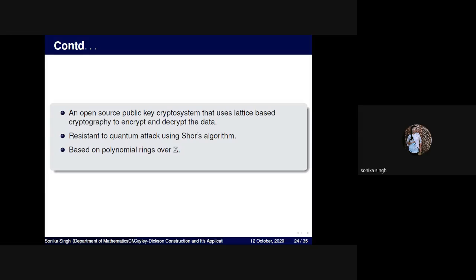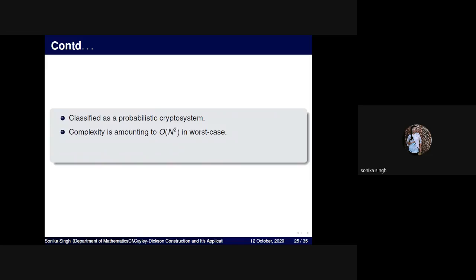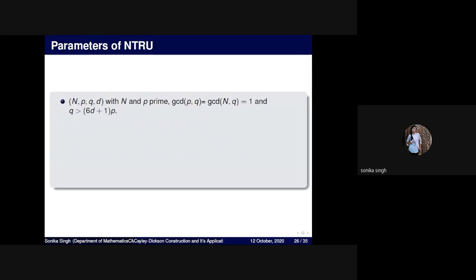It uses polynomial rings having integer coefficients. And again, as we already discussed, the hardness of the NTRU crypto system is based on the shortest vector problem and the closest vector problem of lattices. The complexity of NTRU is on the order of big O of n squared in worst case hardness. NTRU is considered the fastest crypto system, and its strong points are short key size and the speed of encryption and decryption. It uses this convolution polynomial ring.